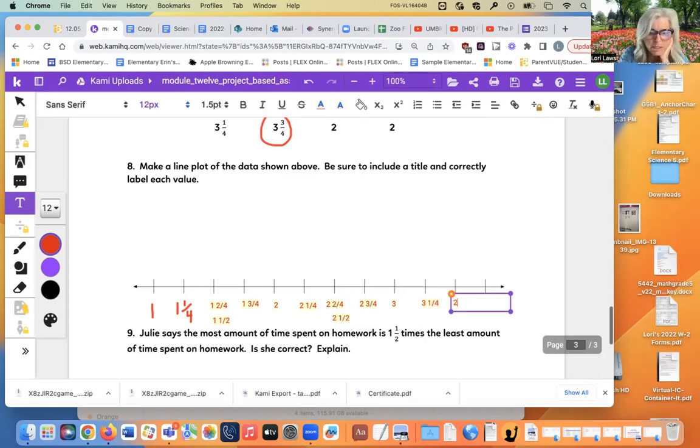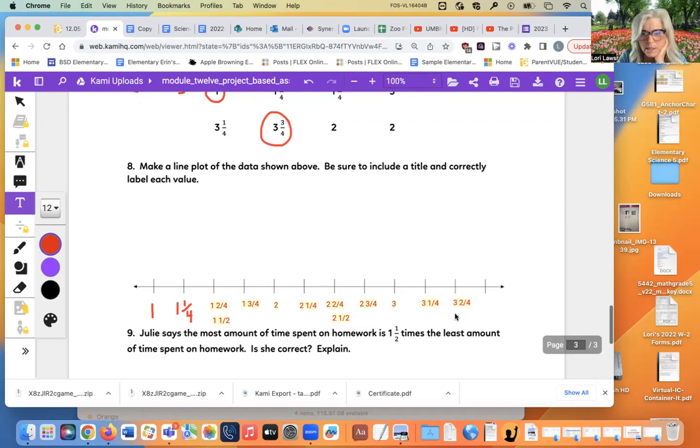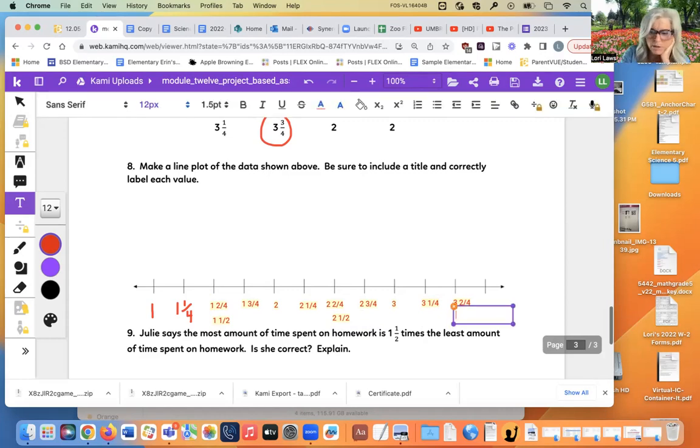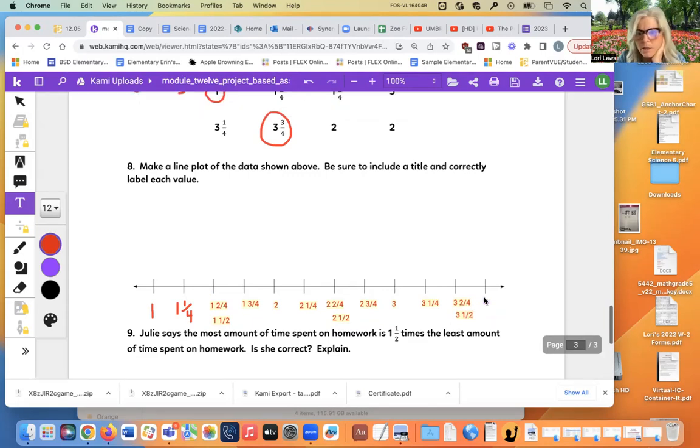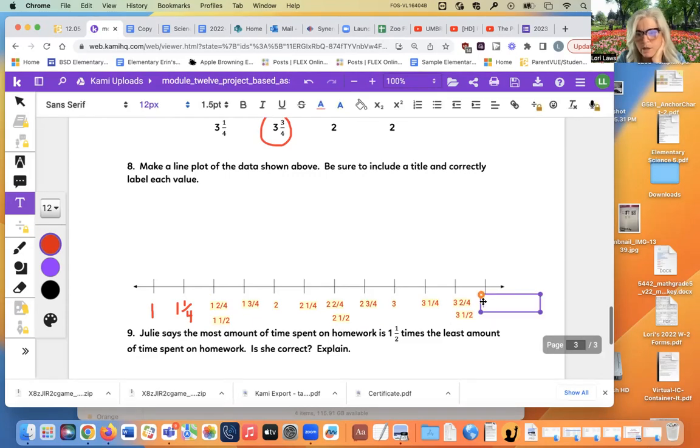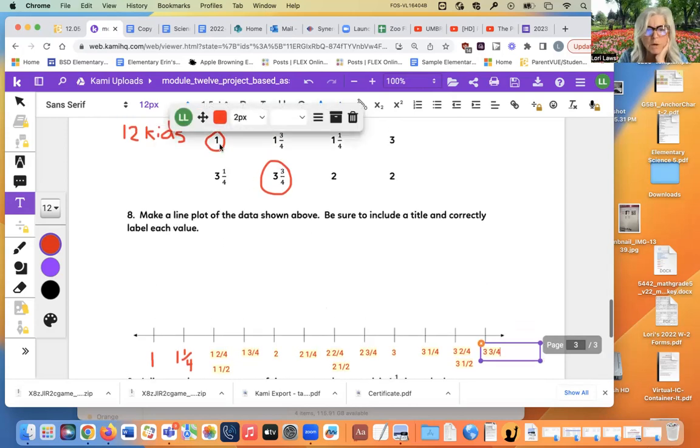Here's 3 and 2/4. Oops, 3 and 2/4 or 3 1/2. I'm going to go below it and put 3 1/2 just in case that's helpful. 3 and 1/2. And 3 and 3/4 right here, which I think is our biggest amount. So I think we're good. We got our 3 and 3/4 and we got our 1 on there.